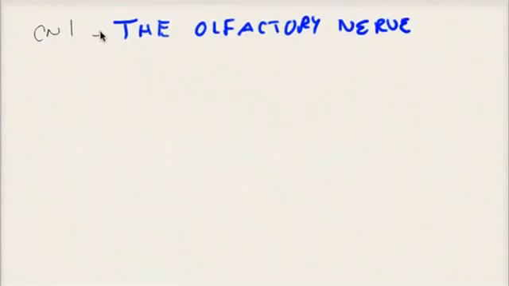Okay, so some important information about the olfactory nerve is that it's located in the olfactory mucosa within the upper part of the nasal cavity. Okay, this is the shortest of all cranial nerves. And as we said, it's purely sensory.